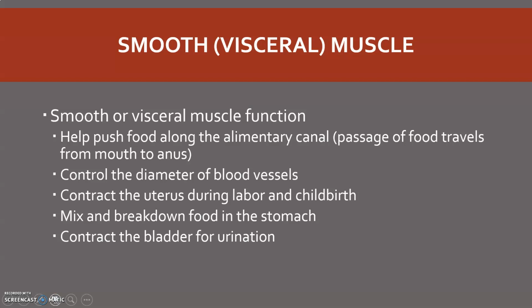Smooth muscle contracts the uterus during labor and childbirth. Smooth muscle helps to mix and break down food in the stomach as part of digestion. And when smooth muscle contracts the bladder, this aids in urination.